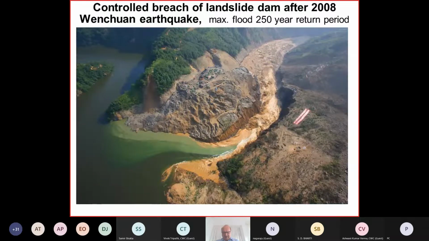This is the biggest landslide dam, which was formed by the Wenchuan earthquake in China in 2008. And here, this is just upstream of what we call Beichuan village. I visited that. It was destroyed here. It's about maybe 2 kilometers away from here.